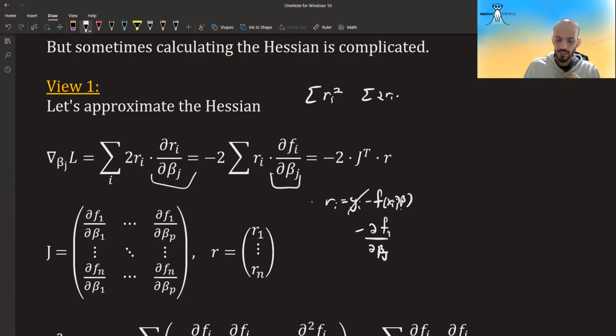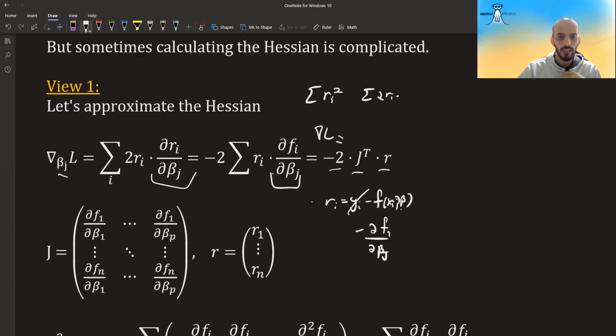And if you look at it, well, the minus 2 stays, but in general, not just in beta j, the general gradient of L is equal to minus 2 times the Jacobian matrix of f with regards to beta times the vector of residuals.